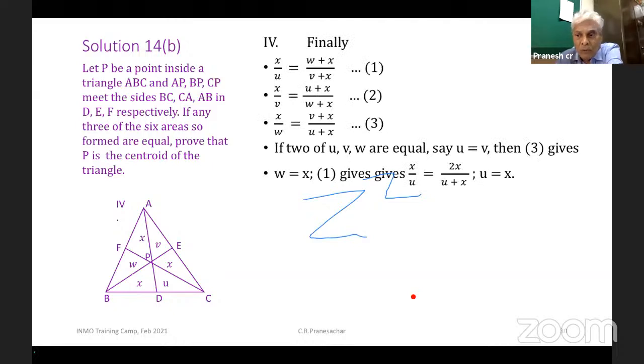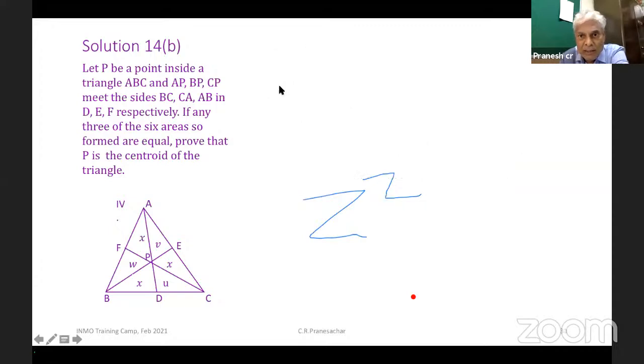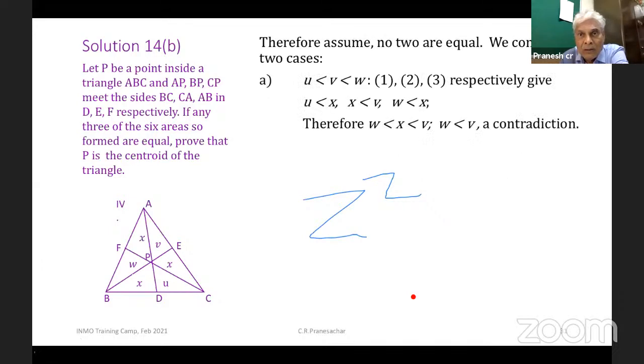Okay. See, if U is less than V, from the last equation, this denominator will be less than this denominator. Therefore, W is less than X. Now, U is less than W also. Therefore, you will get X less than V. Now, V less than W. Therefore, you get U less than X. So that's what I have written here. So you get U less than X, X less than V, W less than X.